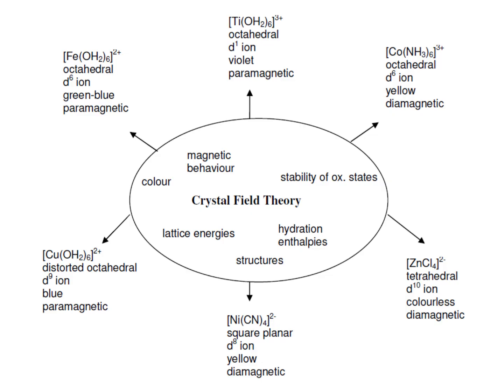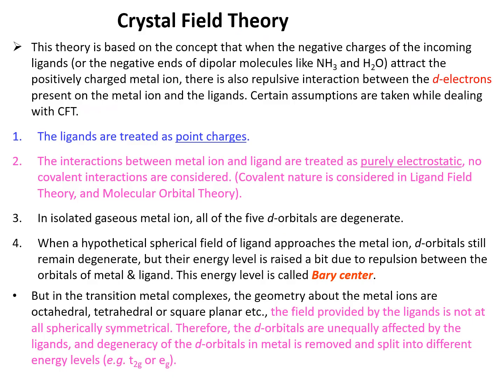Now the CFT was developed based on some assumptions. What are these assumptions? The first assumption: it is an isolated metal ion, and all five of the d orbitals have the same energy. When ligands approach, the d orbitals experience unequal repulsion and split into different energy levels.